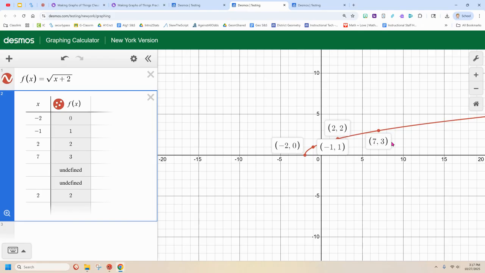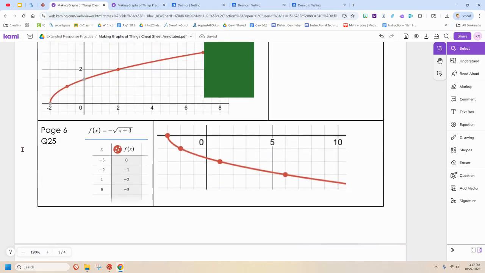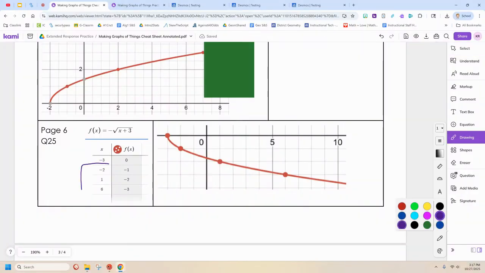Okay. All right. I think in the cheat sheet I put also, there it is. I did the very last page, page 6 in the packet, question number 25. And the reason why I brought this one in was that our tables naturally start at -2. And the problem is this graph started at -3, 0. So please make sure you're considering what else is going on.